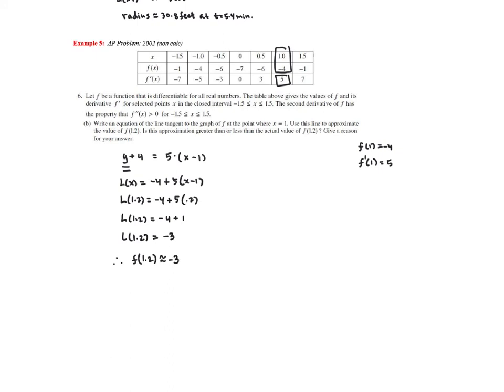All right, is this approximation greater than or less than the actual, and give a reason for your answer. All right, L of 1.2, which is equal to negative 3, is an underestimate of f of 1.2, since f double prime of x is greater than 0 on the interval from negative 1.5 to 1.5.